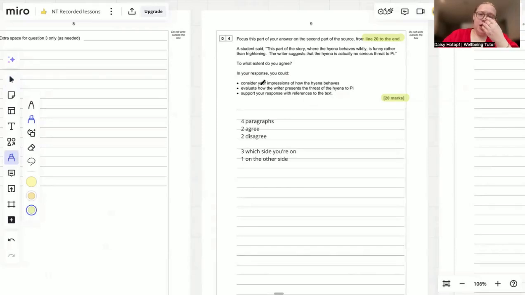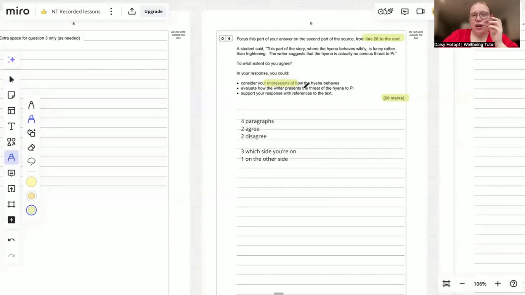So again, consider your impressions of how the hyena behaves. So how is the hyena being portrayed? Is the hyena being portrayed as being really scary, or is the hyena being portrayed as being kind of funny? I like this question because I always associate hyenas with laughter because of the Lion King and that manic laughter they have in the Lion King. So it's quite a good question actually.